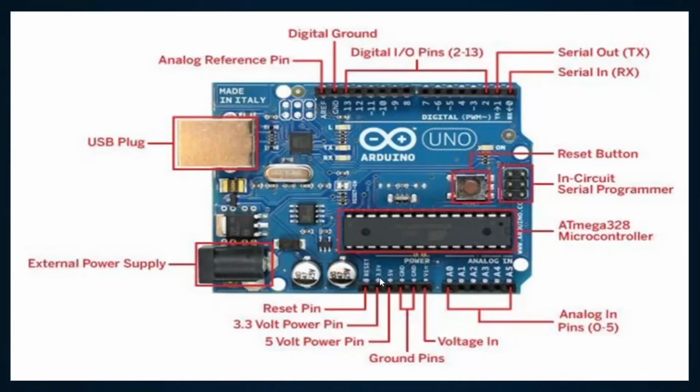I think it's visible now. And this is the USB plug. You can use it to connect to the computer, or for any connection which requires USB. And this is the power supply plug. So in this way, this Arduino UNO board functions. The main heart of this Arduino board is this microcontroller.